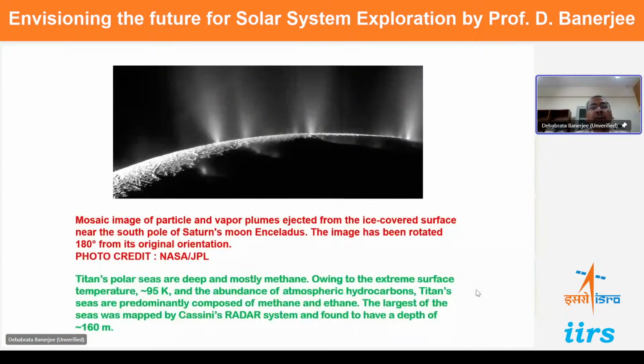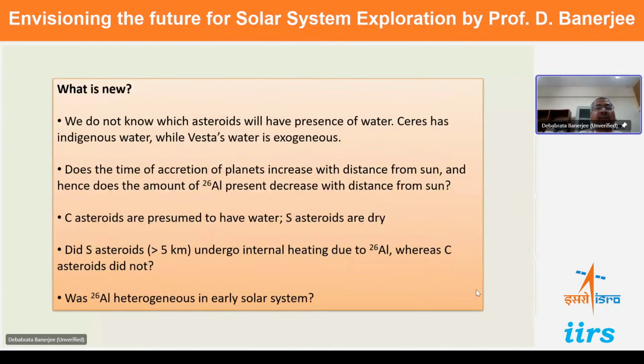Okay, I have 5 more slides, so I will go through these. So what is new? We do not know which asteroids have presence of water. Ceres has indigenous water, while Vesta's water is, so indigenous means inside, in the interior, okay? And exogenous means it has come from outside the asteroid. So does the time of accretion increase with distance from the sun? And therefore the amount of aluminium-26 present, aluminium-26 has a half-life of 0.7 million years. It is basically a heat source for large asteroids, okay? 10-kilometer size.